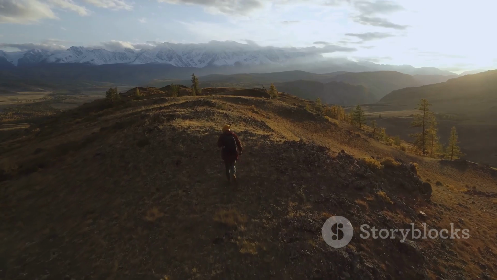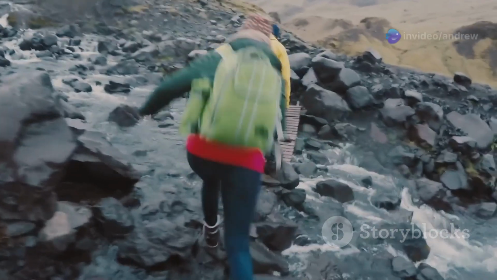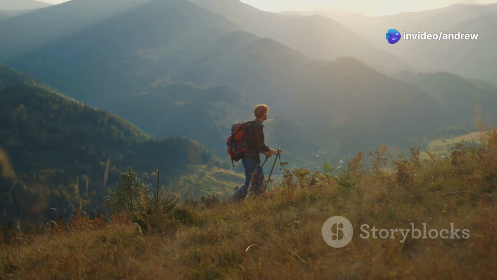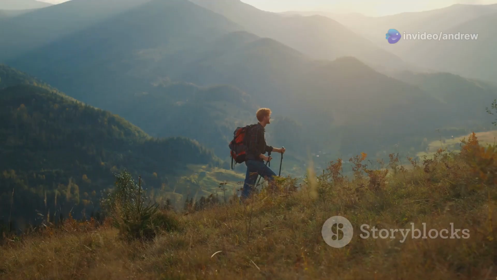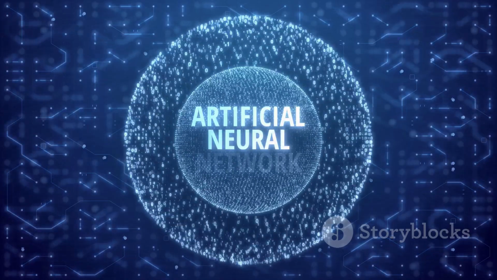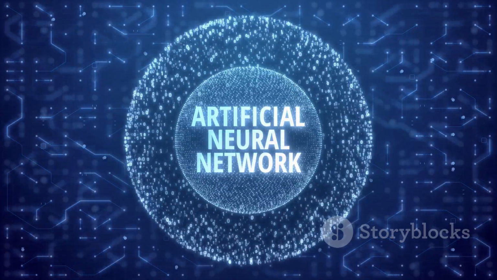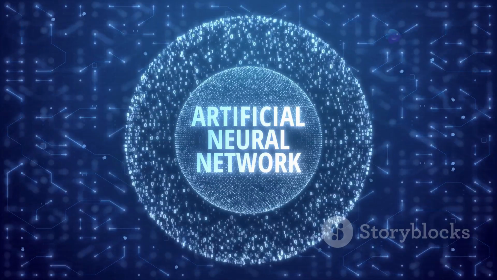Imagine a hiker trying to find the bottom of a valley. They can use gradient descent by taking small steps downhill. The direction of each step is determined by the slope of the terrain at their current location. Similarly, gradient descent adjusts the network's parameters based on the gradient of the loss function, gradually moving towards the minimum.